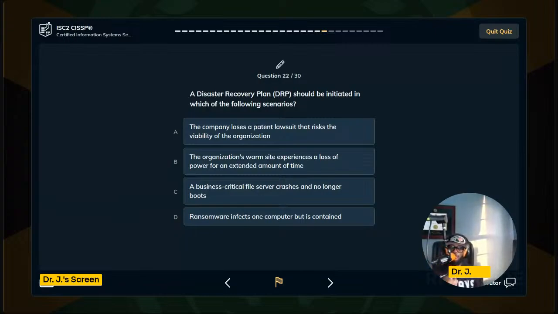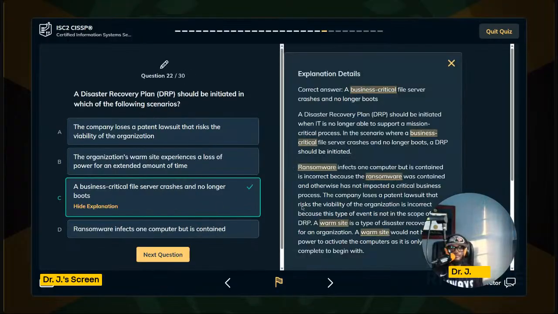But Alpha, I mean, excuse me, Charlie. A business critical file server crashes and no longer boots. That is when I think DRP is gonna come into action. Yep. Yeah, DRP should be initiated when IT is no longer able to support a mission critical process. So, in the scenario where a business critical file server crashes and no longer boots, a DRP should be initiated.